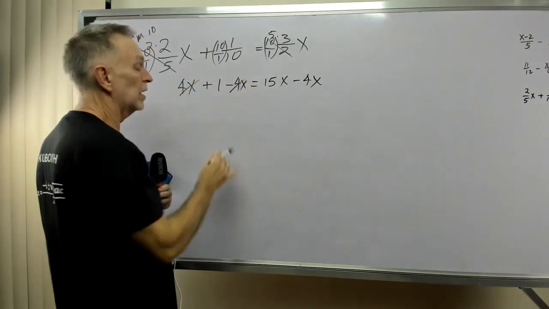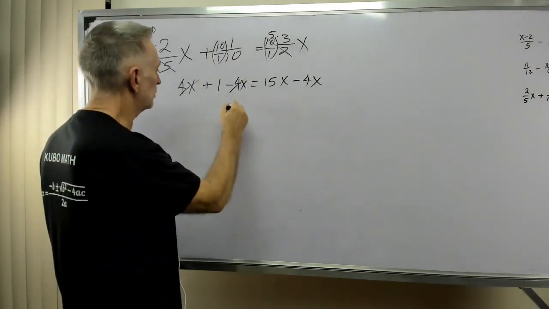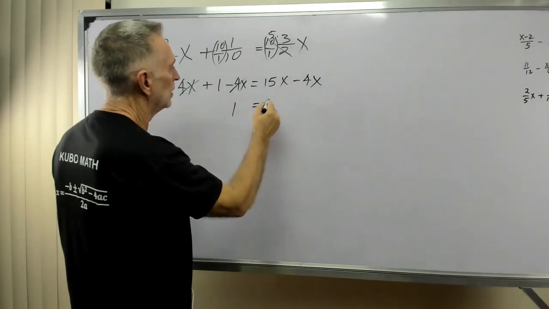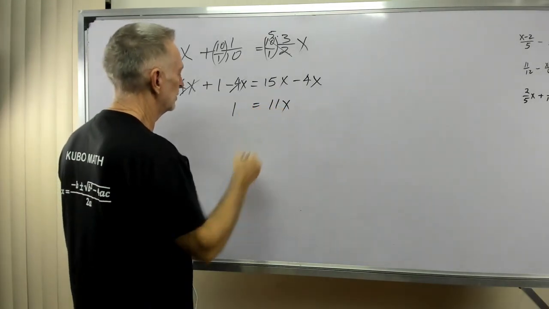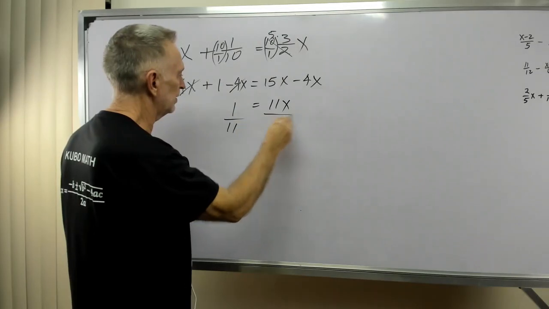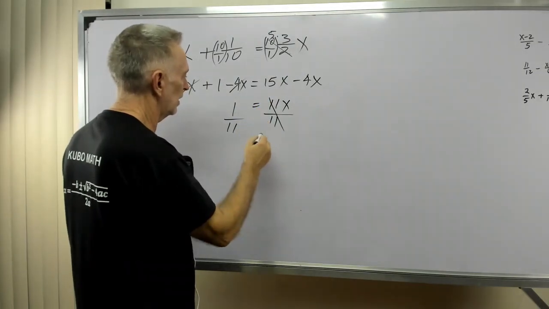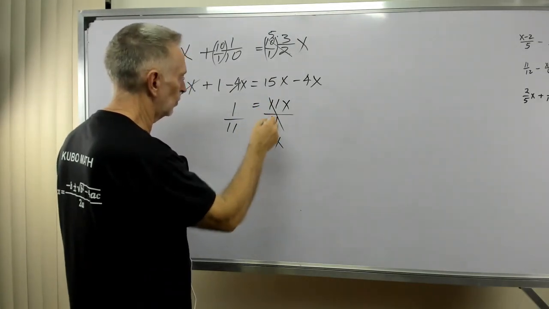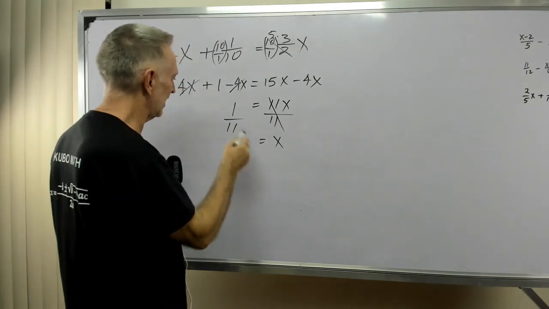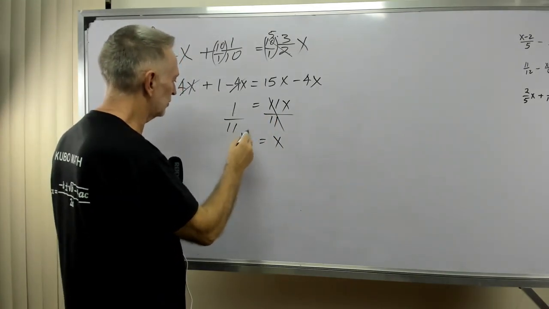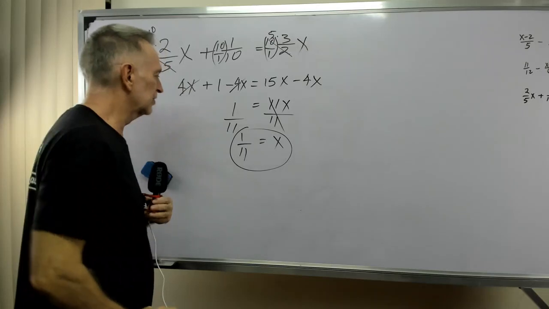4x minus 4x, those cancel. Leaves me 1 equals 11x. Divide both sides by 11. 11 over 11 cancels, or it's 1. 1 times x is x, and that's 1 over 11. So 1 over 11 equals x.